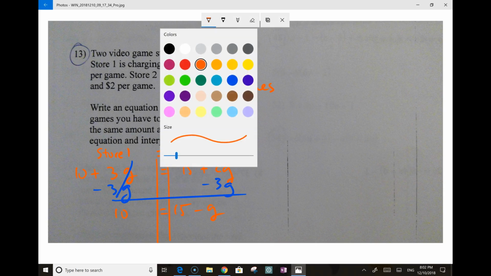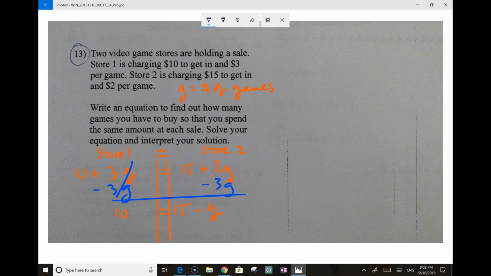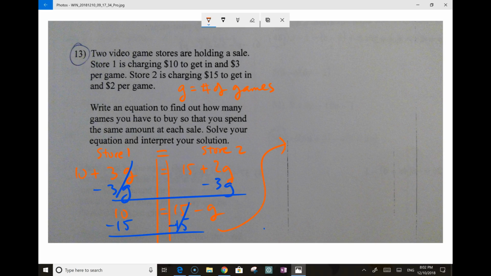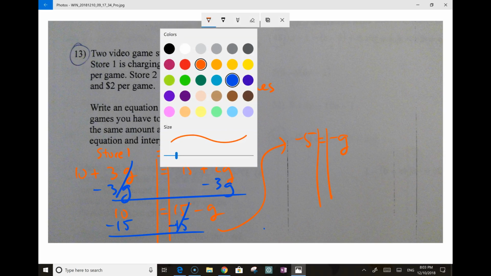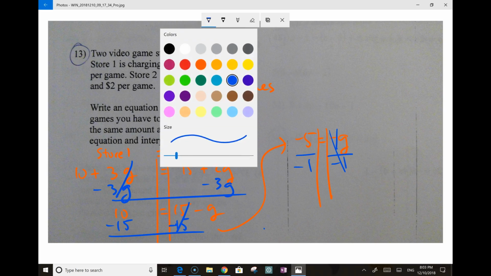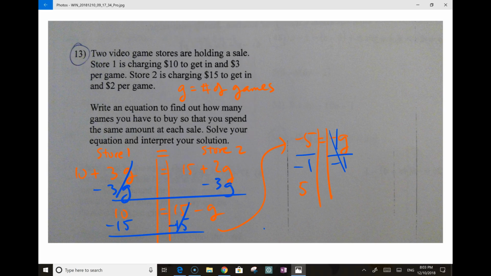And then since I've decided to move my g's to the right, I'm going to move all the numerical values to the left side. So I subtract 15. These eliminate. What I get is, if I bring it over there, negative 5 is equal to negative g. And what I need to finally do is realize that there's a negative 1 there. That's multiplying, so I need to divide it out. So when I do that, what I get is g is equal to 5, or 5 is equal to g, same thing.